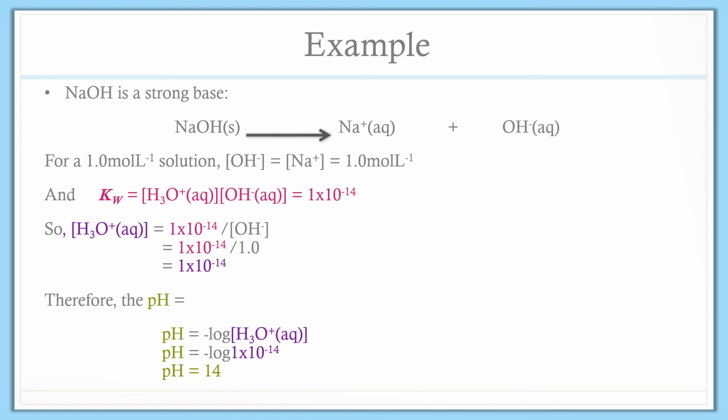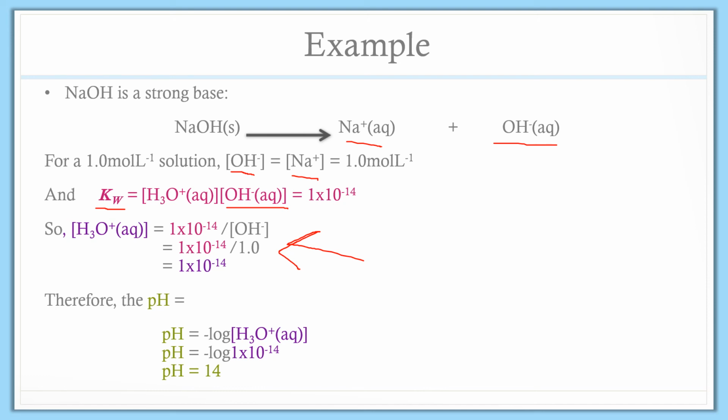For an example, you've got sodium hydroxide. It's a strong base, which means it fully dissociates into sodium and hydroxide. And for a 1 mole per liter solution, we know that the concentration of sodium and the concentration of hydroxide are equal to each other, and both of those are 1 mole per liter, because 1 mole of sodium hydroxide will dissociate completely because it's strong into 1 mole of sodium and 1 mole of hydroxide. So we take our Kw equation that we just learned, the concentration of hydronium times concentration of hydroxide. We know the concentration of hydroxide from up here. We know the Kw because it's 1 times 10 to the negative 14th. And we can just rearrange, which is what we do here. And we get that the concentration of hydronium is 1 times 10 to the negative 14th.